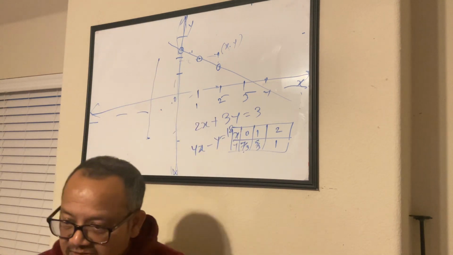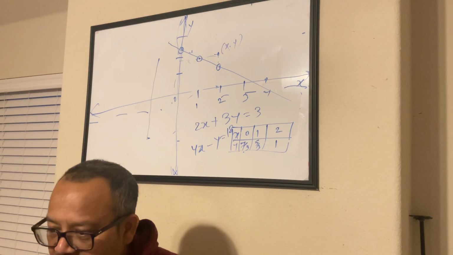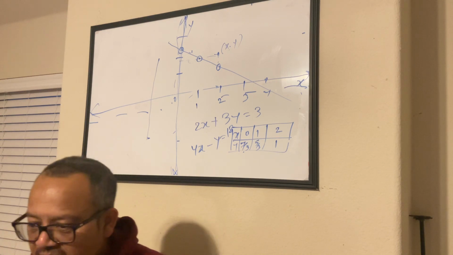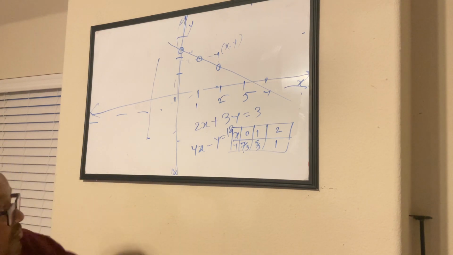Yes, Dikshita. You're talking on mute. Yeah. How did you get 1? How did I get 1?